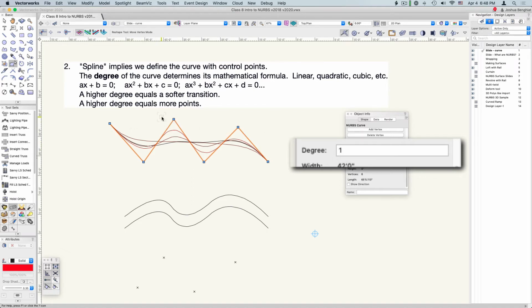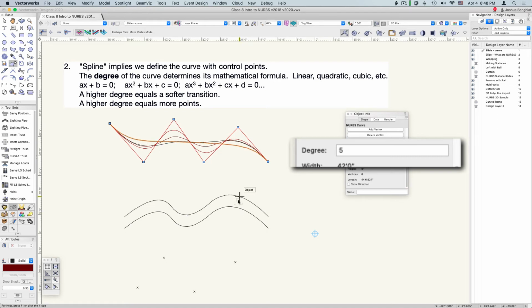So if we have the same number of control points, and we go to a second degree curve, this is actually a quadratic equation, so we can use this to make things like circles, ellipses, parabolas, any kind of conic section. Then as we go to a third degree, we're softening that curve as it relates to the control point. And then we go to a fourth degree and a fifth degree.